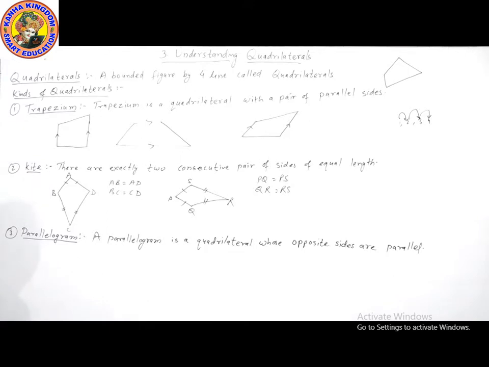Now the next type of quadrilateral is the parallelogram. This is important for us. The third one is the parallelogram. A parallelogram is a quadrilateral whose opposite sides are parallel. These are parallel lines, and these are also parallel lines. A, B, C, D. This is the name of the parallelogram.